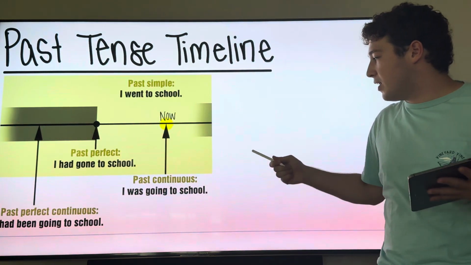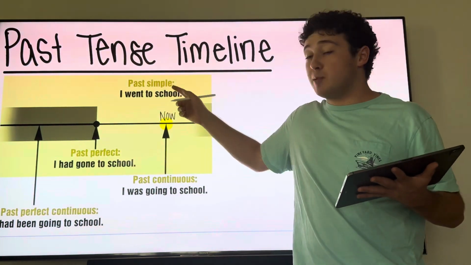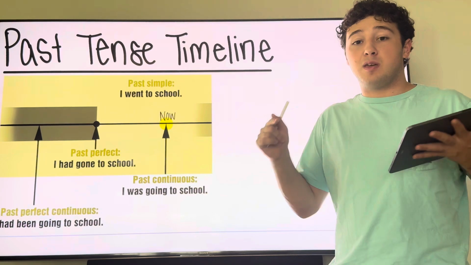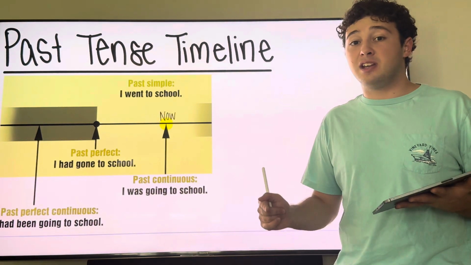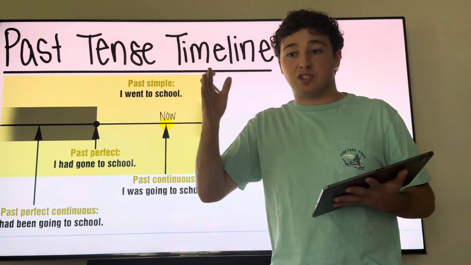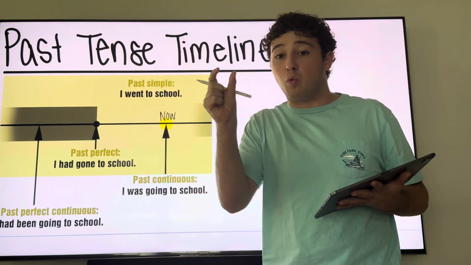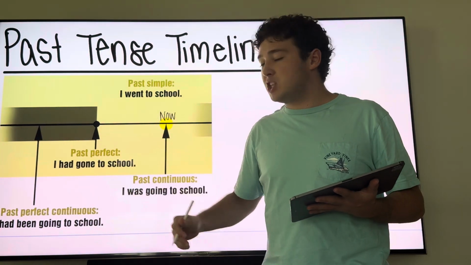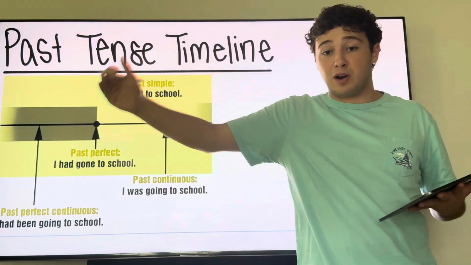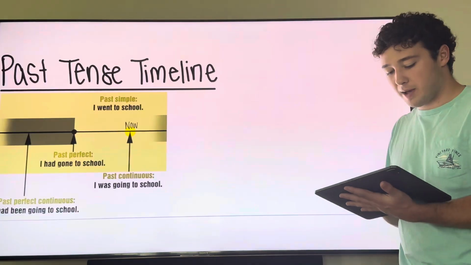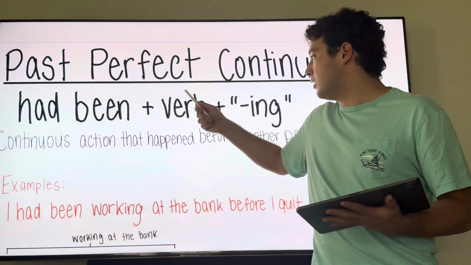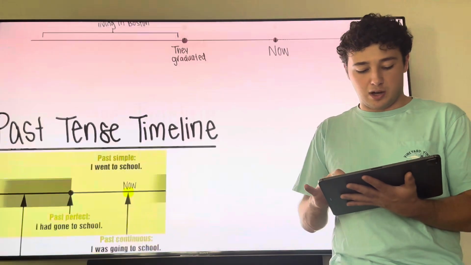So, one more time, past simple, action in the past. Past continuous, action in the past in the moment. Past perfect, action that started and ended in the past, one moment. Past perfect continuous, action that started and ended in the past, but there was a long period of time in between them. Okay, so we looked at the past perfect continuous, how to form it with had been plus the verb plus ing. So now let's look at some examples down here.